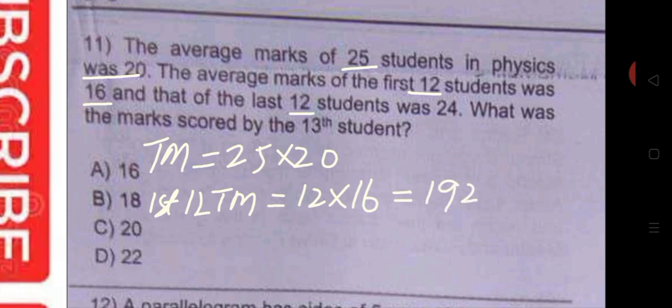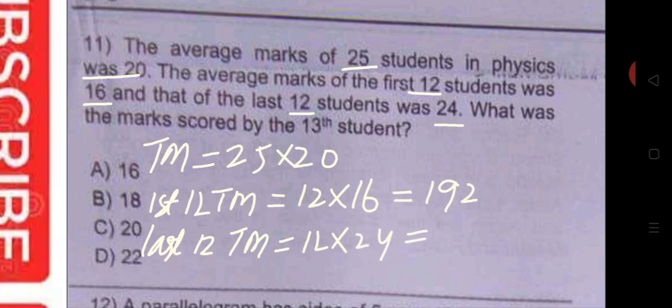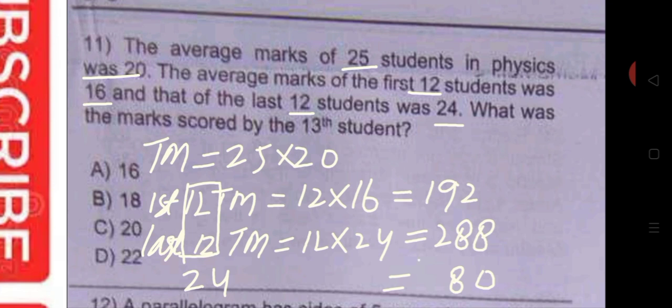And that of the last 12 students was 24. So last 12 students total marks would be equal to number of students, that is 12, into the average, which is 24, which comes out to be 288. Okay, so we have here 12 plus 12, 24 students, and their total marks is 192 plus 288, which comes out to be 480. So 24 students have 480 total marks.